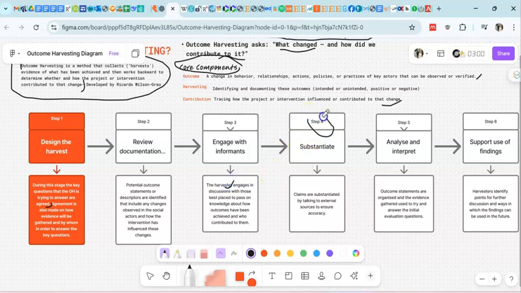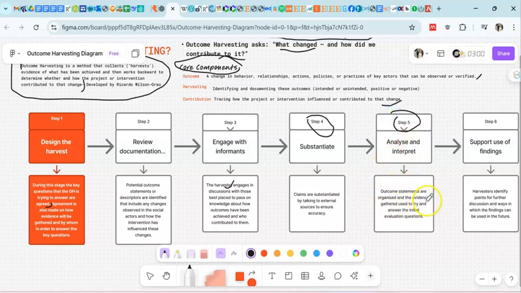The fourth stage is substantiate. Here, claims are substantiated by talking to external sources to ensure accuracy, or we can say triangulation of the information from external sources. Triangulation of the information.